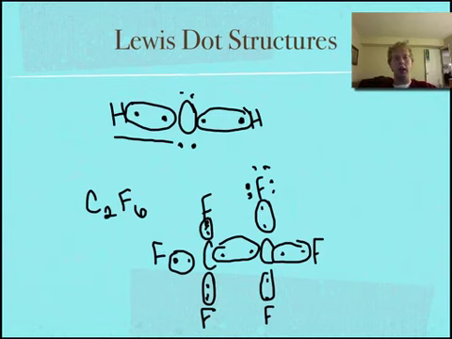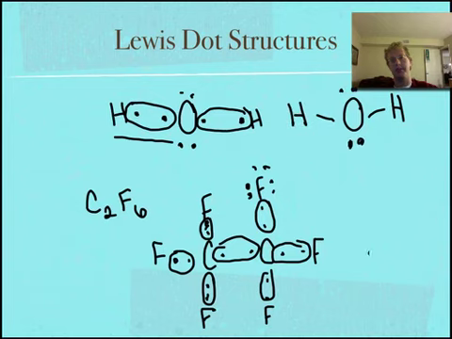So circling, like I did here, both in the water molecule and the C2F6, or dicarbon hexafluoride, is one way of showing the electrons that are being shared. But the final answer that's proper is that we want to replace those circled electrons with a single line to represent each pair of electrons that's being shared. And I could do the same thing with dicarbon hexafluoride also.